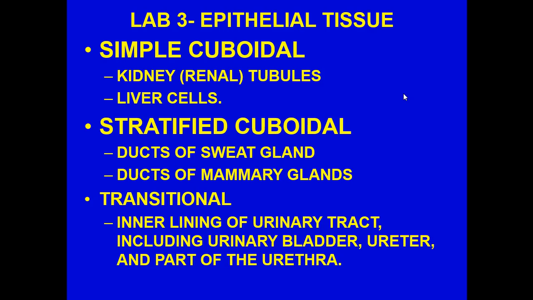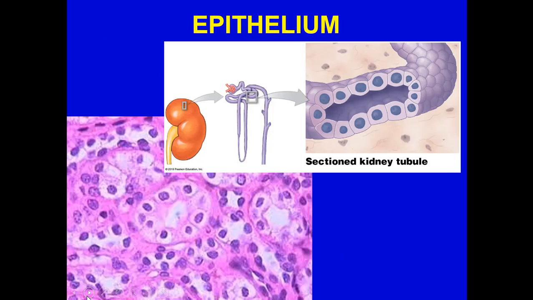Transitional. Now, one thing with transitional is, keep this in mind, it changes in shape depending on the pressure that is put upon that layer. So you'll find this in the inner lining of the urinary tract. This includes the urinary bladder, ureter, and part of the urethra. Think about the urinary bladder just for 1 second. As it fills up with urine, it kind of stretches the layers of cells, which appear more spherical. But as this containment wall or containment bladder gets stretched, the cells take on a thinner and thinner appearance in some regards.